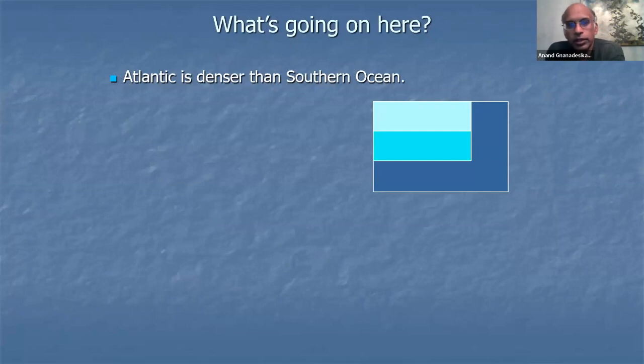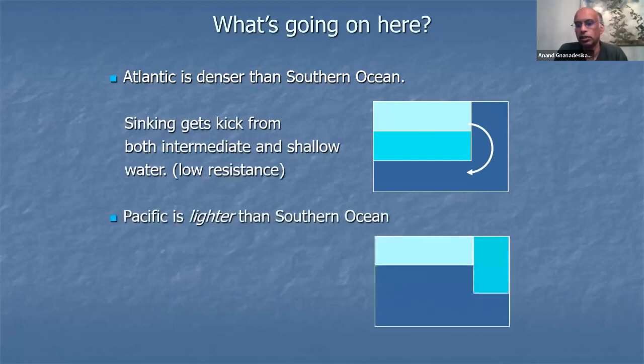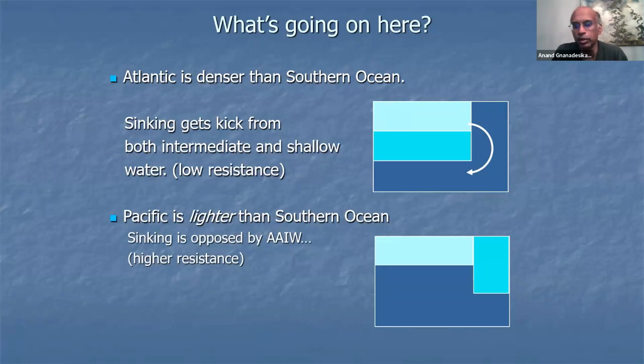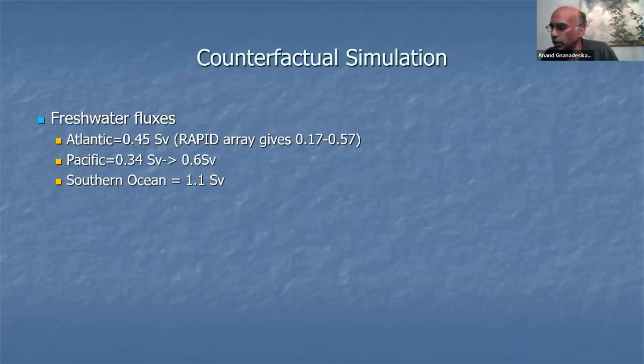Part of what's going on here is something that I just alluded to. The Atlantic is denser than the Southern Ocean, so water that's sinking in the Atlantic gets a kick from both the surface and intermediate water. The Pacific is lighter than the Southern Ocean, so water that's sinking in the Pacific is opposed by the intermediate waters and has a higher resistance. We can encode this in the model. I'll share the slides later. Keep on time here.